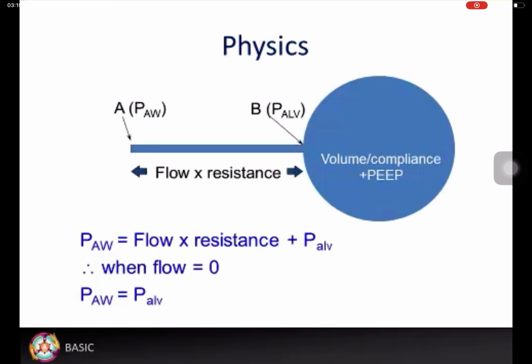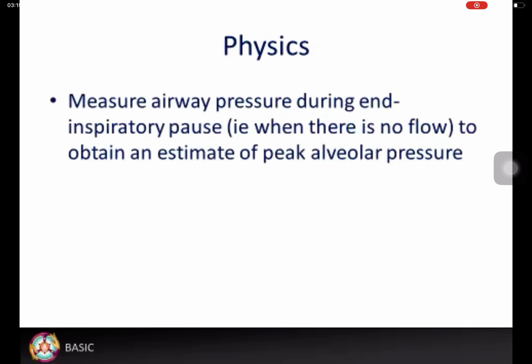If the cause of the high airway pressure is not clear from examination of the patient, it may be helpful to measure inspiratory pause pressure to determine the relative contribution of high resistance and low compliance. From our model, it can be seen that when flow is equal to 0, the pressure change between point A and point B must also be equal to 0. So at the end of inspiration, when there is no flow, airway pressure is equal to alveolar pressure. Thus, an estimate of alveolar pressure can be obtained by measuring airway pressure during an end inspiratory pause.